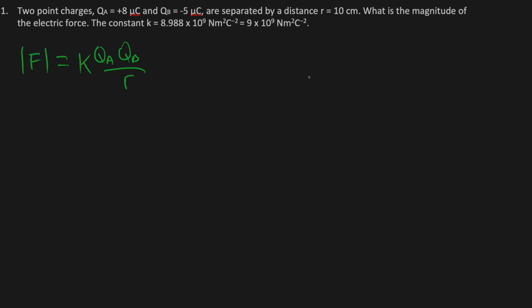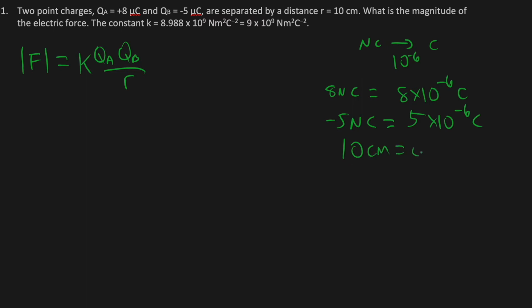Now we just need to plug in all the numbers, but you need to convert their units. From microcoulombs to coulombs, you need to multiply by 10 to the negative 6th power. So 8 microcoulombs is equal to 8 times 10 to the negative 6 coulombs, and negative 5 microcoulombs is equal to negative 5 times 10 to the negative 6 coulombs. 10 centimeters is equal to 0.1 meters. To convert centimeters to meters, you just divide by 100.